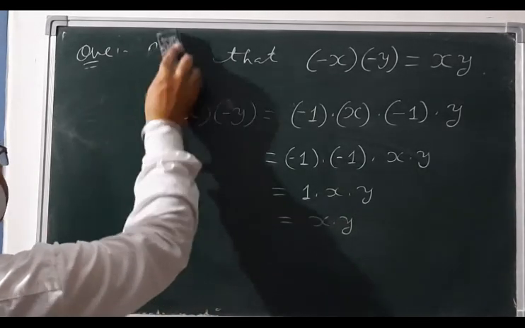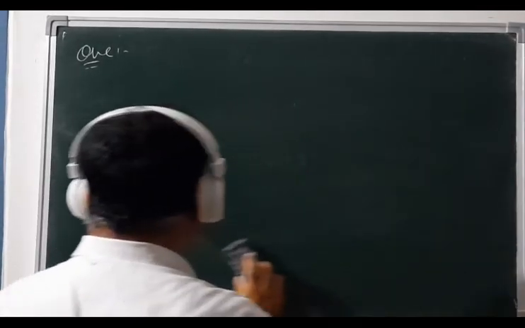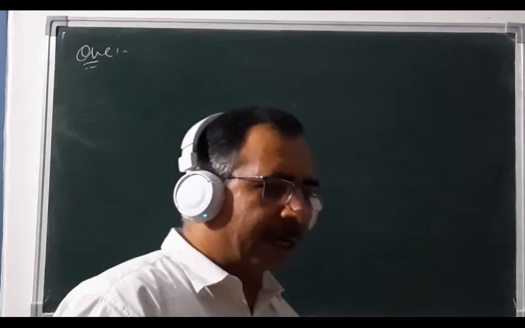So these were some of the properties which we have proved. But there are some more properties which we need to prove about real numbers by using our axioms. So we shall do those also step by step.